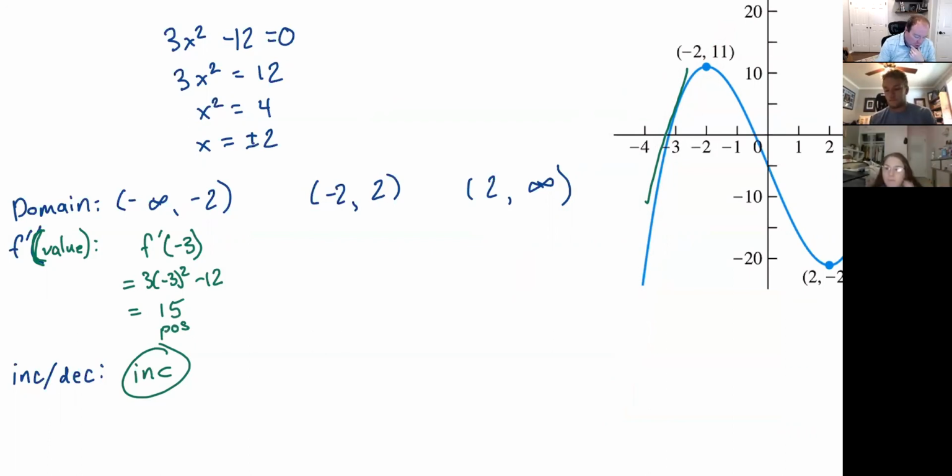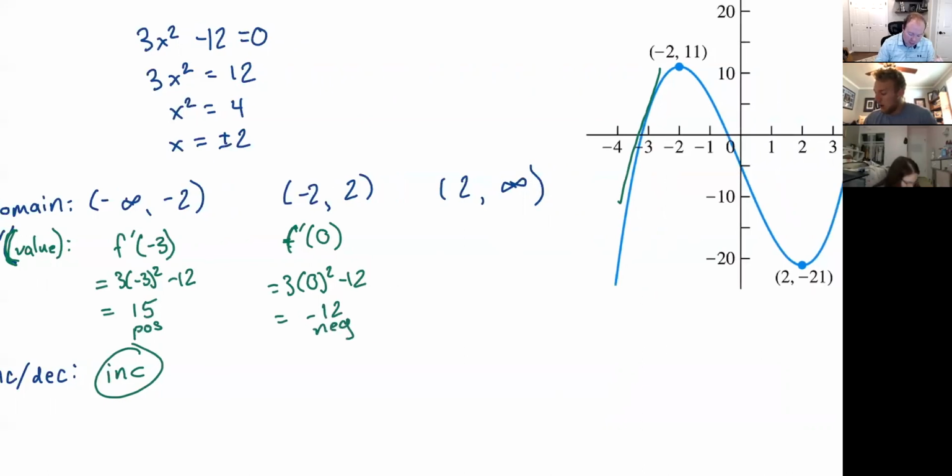So what we'll do is pick some other points, and honestly, it's entirely up to you. Anything in this interval. I'm going to do f prime of 0 because that's a nice easy one. We're plugging it into the derivative. So we have 3 times 0 squared minus 12, which gives us minus 12. So notice that this is negative. So what does that mean about the interval from -2 to 2? It's decreasing.